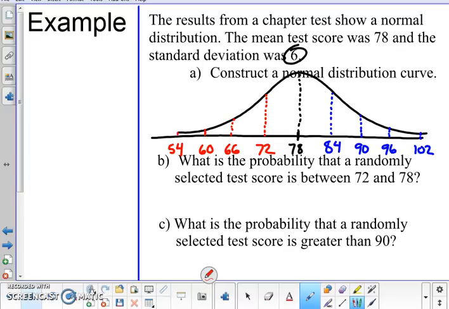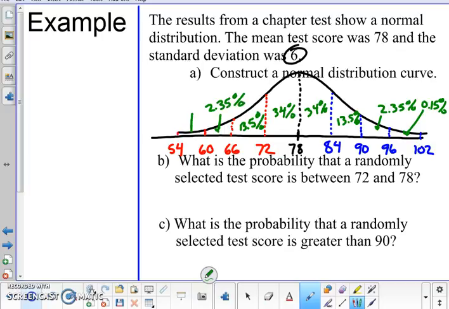Okay, and then you could write these different probabilities in. So we have the 34% here and the 34% here. This might help us a little bit later with these problems. And then this would be our 13.5%, this would be our 2.35%, and this would be our 0.15%. Going the other direction, this is symmetrical once again. So this would be the 13.5, the 2.35%, and the 0.15%.